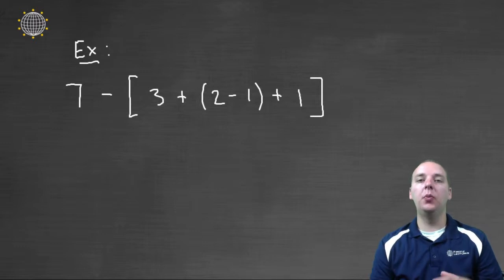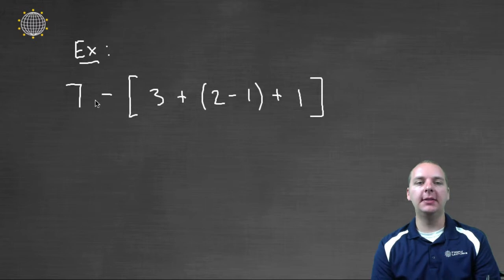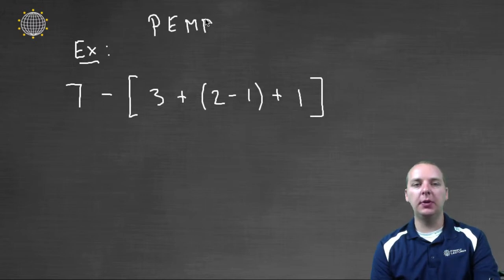Let's look at a few somewhat more involved order of operations examples. Here's our first one. We have 7 minus the quantity 3 plus parentheses 2 minus 1 close parentheses plus 1 close brackets. So we have a lot of stuff going on here. We have parentheses, exponents, multiplication, division, addition, and subtraction.